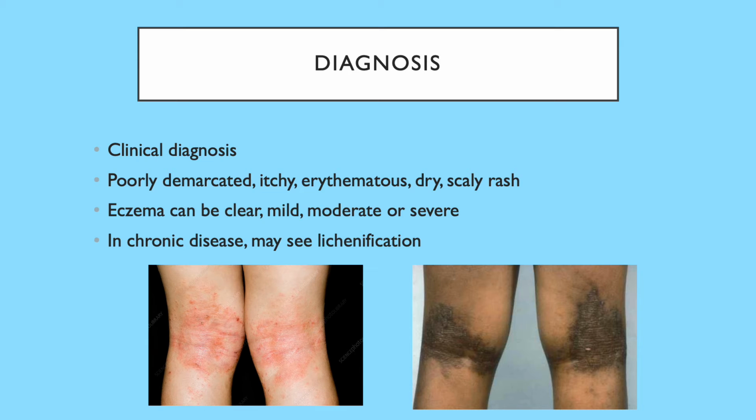In chronic eczema, you may see lichenification, as in the picture on the right. This is when the skin becomes thick and leathery due to continuous rubbing or scratching.